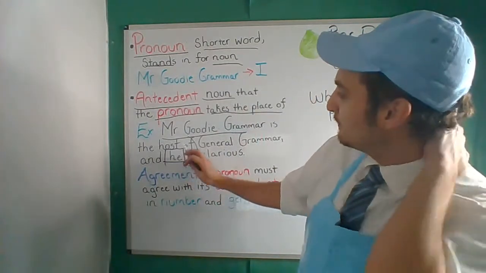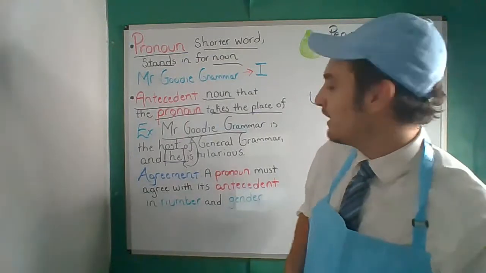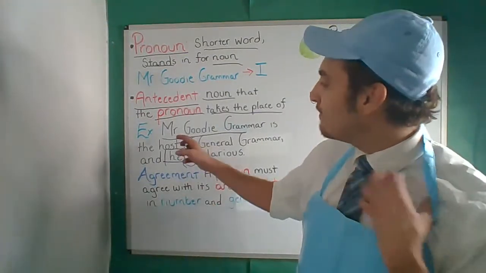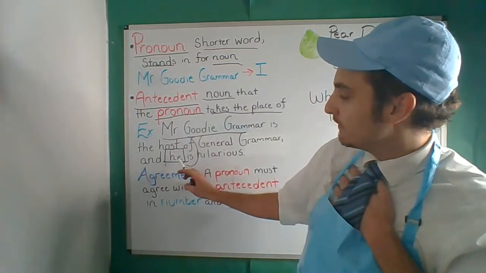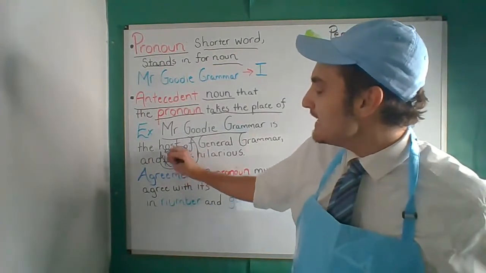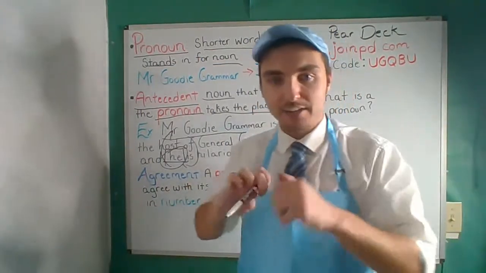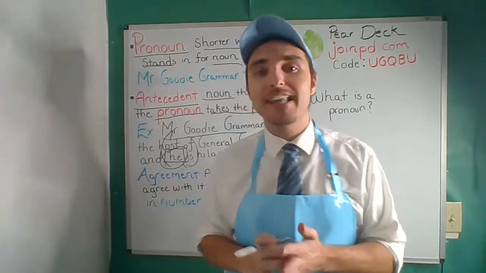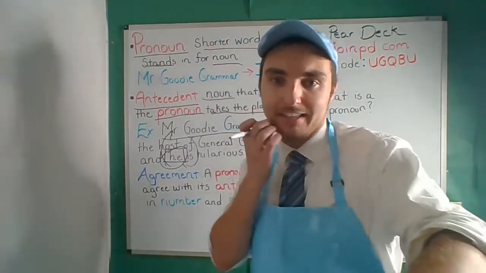So here, instead of me going, Mr. Goodie Grammar is the host of General Grammar, and Mr. Goodie Grammar is hilarious, I have now replaced Mr. Goodie Grammar with he. So if I'm trying to find the antecedent of he, ding, ding, ding, it's Mr. Goodie Grammar, hey, hey, hey. In essence, it's pretty easy to find the antecedent. All right, let's go on.